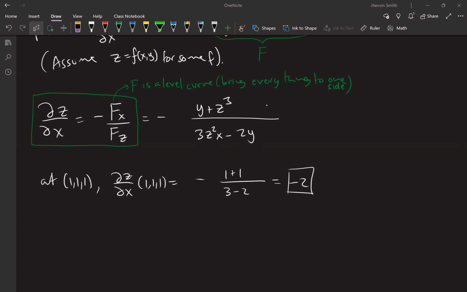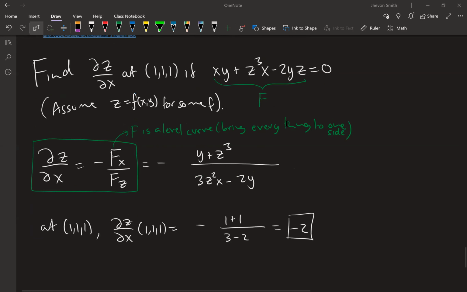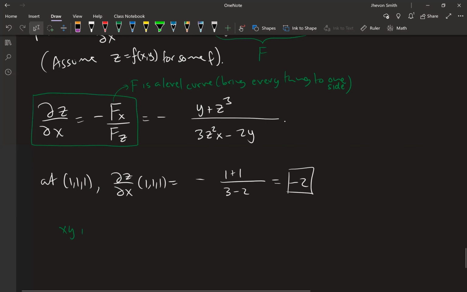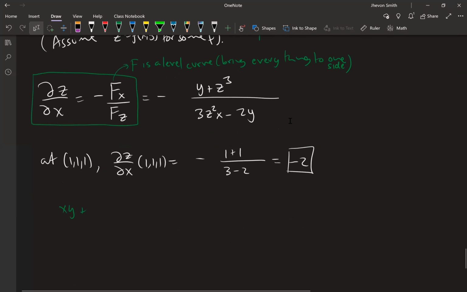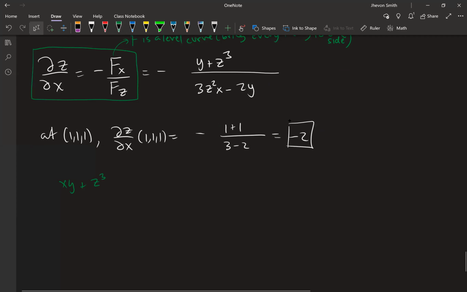But the idea is here, if you have xy plus z cubed x, the idea is you're taking the partial with respect to x of everything. So here you're taking the partial with respect to x of the xy. You're taking the partial with respect to x of the z cubed x. You're taking the partial with respect to x of the 2yz, and that's going to give you 0.